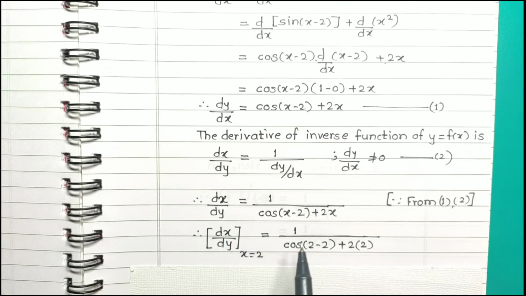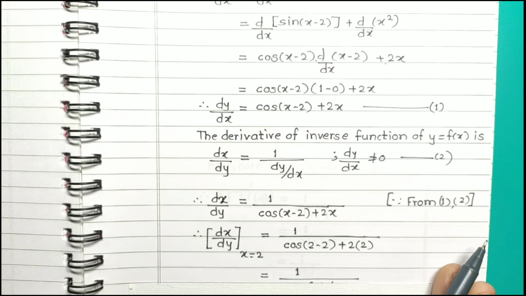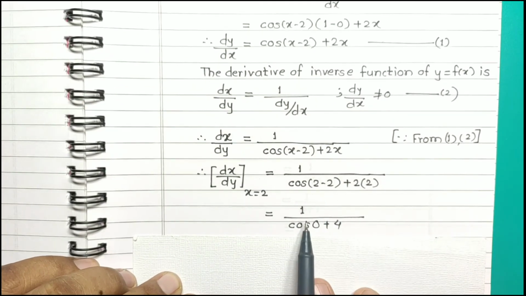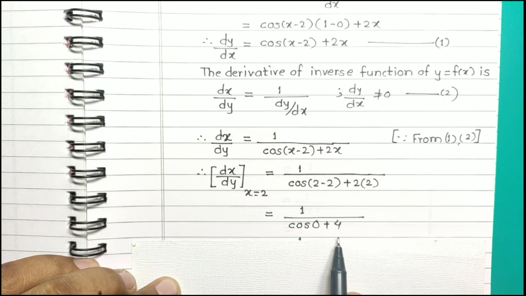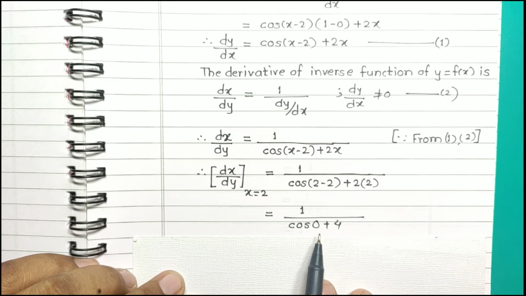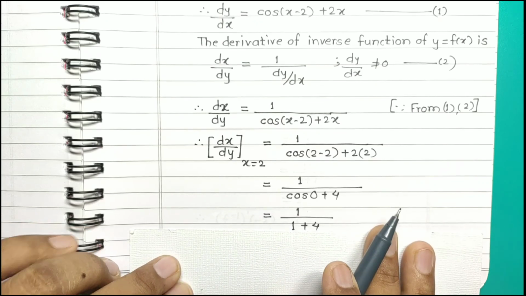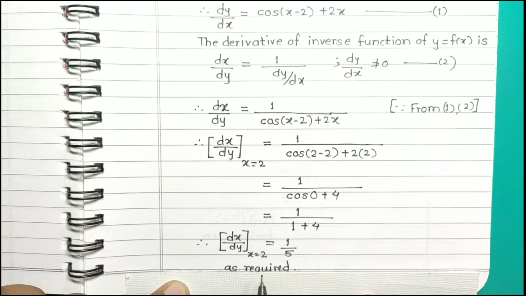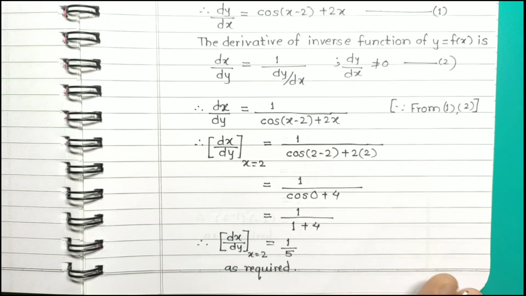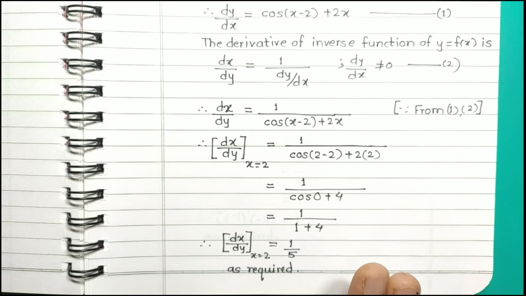Note this notation properly. So we have to put x is equal to 2 here. So this is 1 upon cos(2 − 2) + 2 into 2, for 2x it is 2 into 2. Completing this calculation, we have 1 upon cos 0 + 2 into 2, which is 4, and we know that cos 0 is 1, so this is 1 upon 1 + 4, and finally we have dx by dy at x is equal to 2 as 1 upon 5, as required. Again, this is very simple.